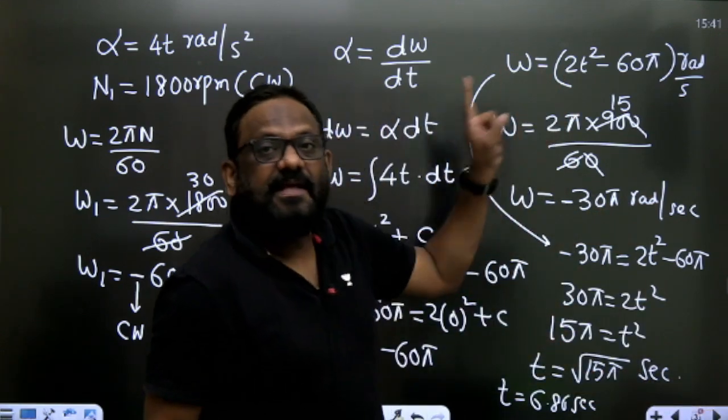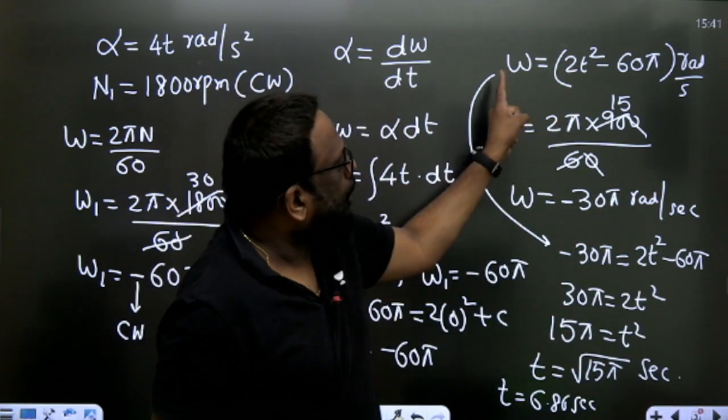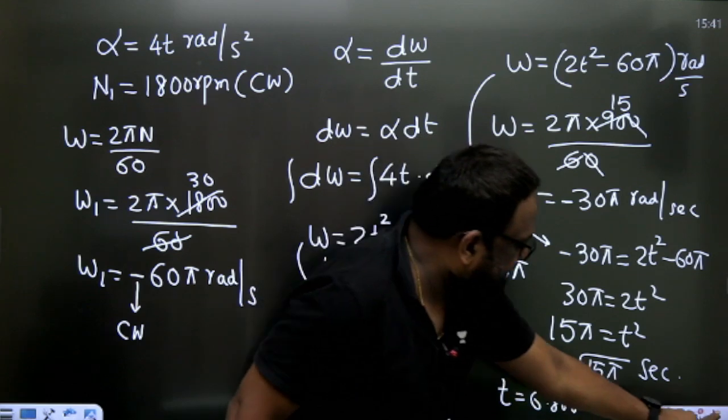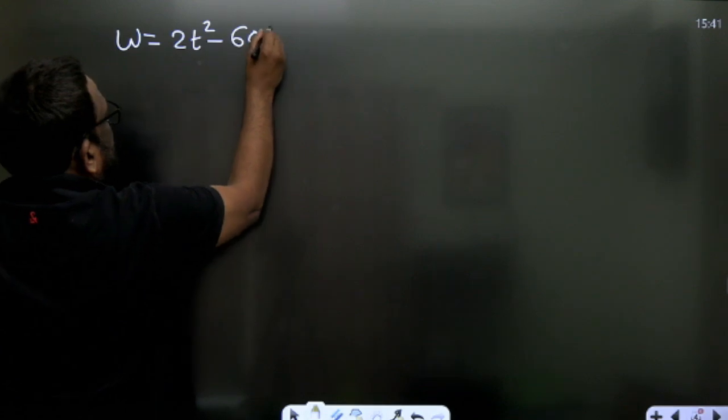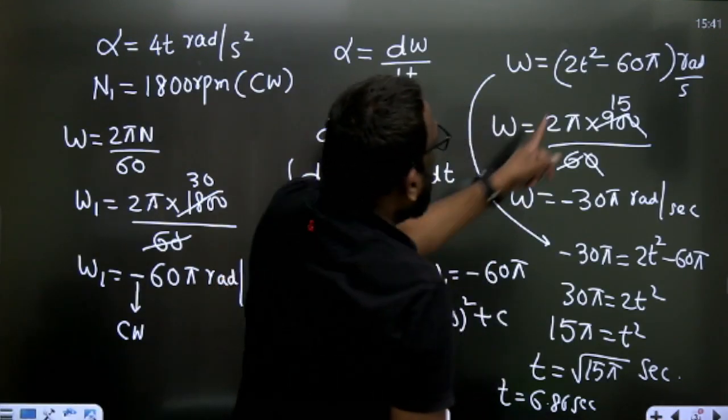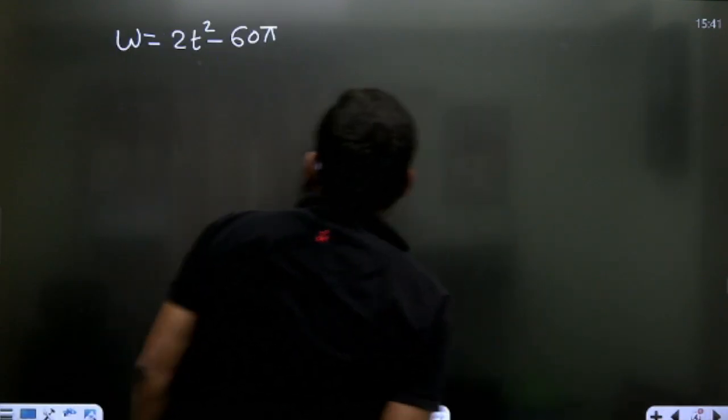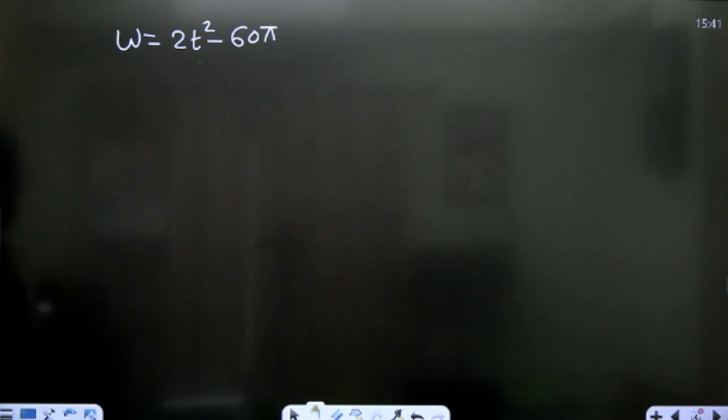Now, if you observe this equation carefully, omega is 2t square minus 60 pi. I will take this equation, the relationship between omega and t. Omega is 2t square minus 60 pi, in radian per second. Now, what is he saying?